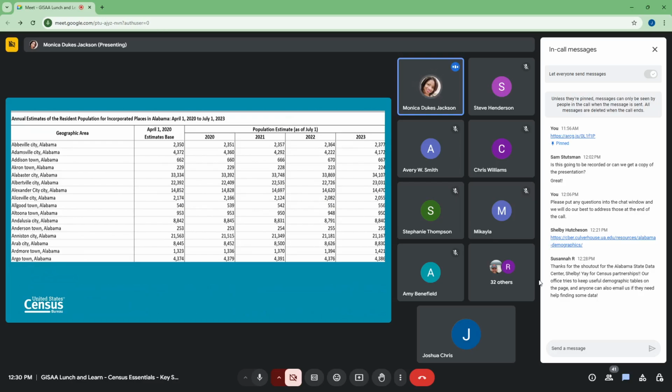We have our base count from April 1, 2020. And then we have our estimates that are released every July 1st as the reference date. So in 2020, we have that update of 2,351. We have the estimate from 2021. We have our estimate from 2022, and the latest that's available is 2023, with that population being 2,377.